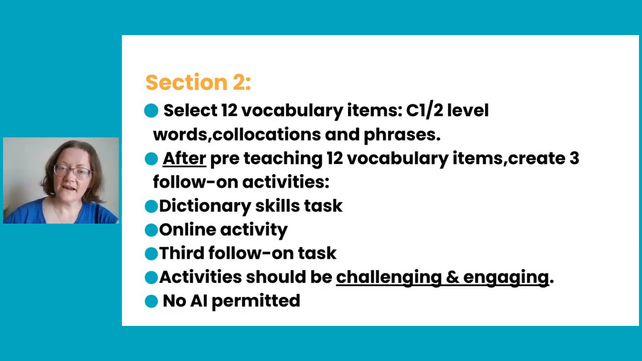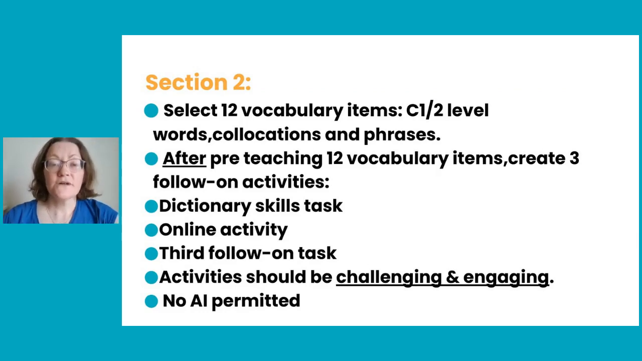Okay, so carrying on with section 2. Once you have chosen your authentic text, be it a written text or an audio, you are then going to select 12 vocabulary items, C1 or C2 level words, collocations, and phrases. Okay, because in the classroom, we always pre-teach difficult vocabulary. And this is no different, even when we're teaching very high-level learners.